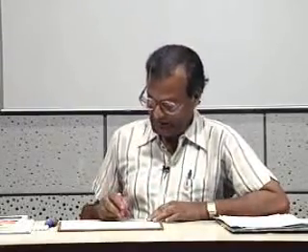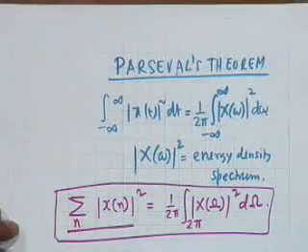Now, what kind of a signal will this relation apply to? Obviously, the signal has to be an energy signal, because the left hand side is the energy in the time domain. If this energy goes to infinity, the Fourier transform may or may not exist. This is one of the sufficient conditions, that the energy should be finite. So for finite energy signals, which are known as energy signals, the Parseval's relation is this.